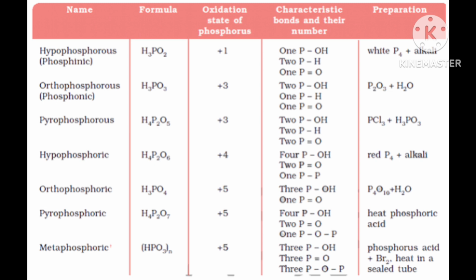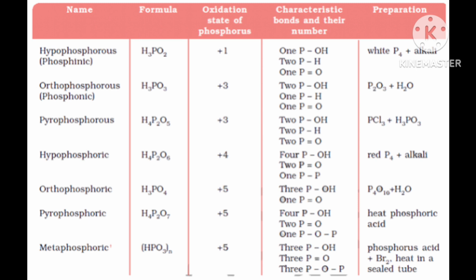The third acid is pyrophosphorus acid. Here the oxidation state is again +3 and the formula is H4P2O5. P2O5 you know, phosphorus pentoxide. Only in that, here 4 hydrogen are attached, H4P2O5. It is called pyrophosphorus acid.